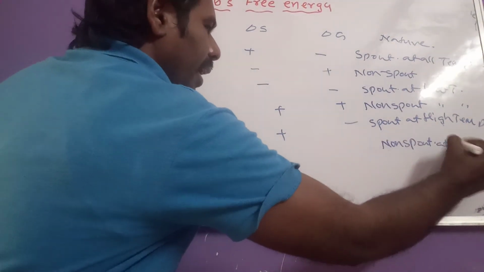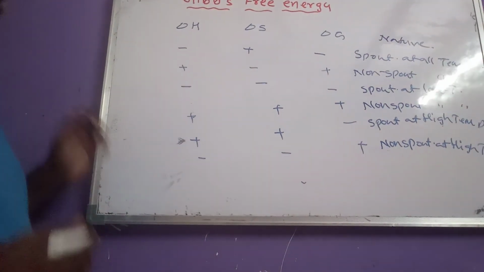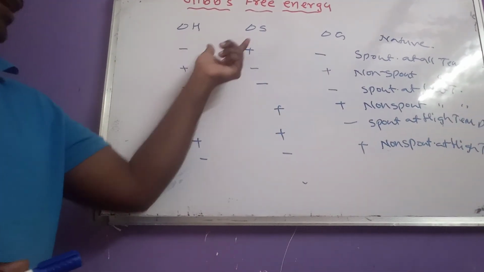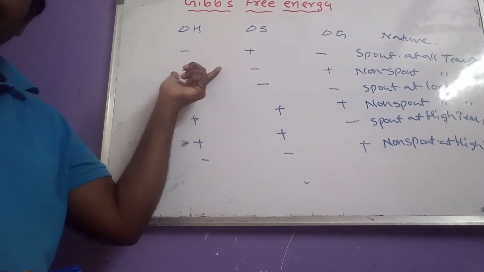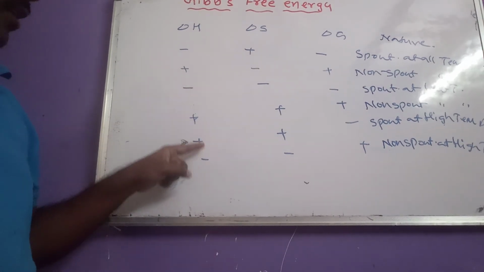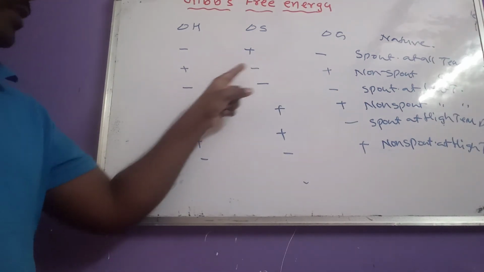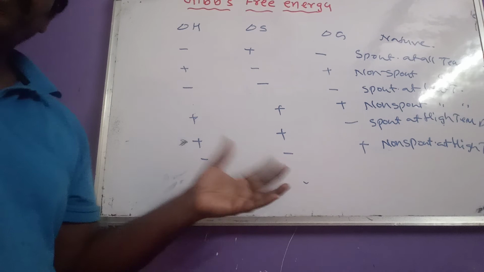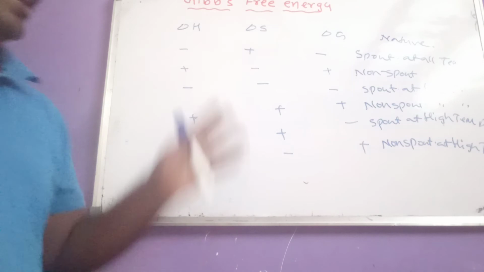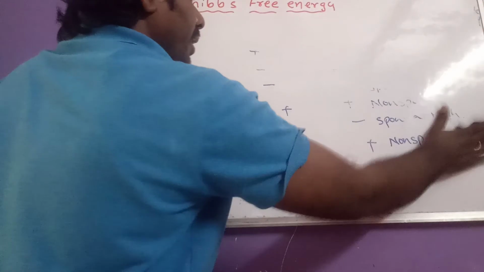Non-spontaneous at high temperatures means positive, negative, negative. Remember one thing: for the first two conditions, the delta H and delta S signs are opposite. But in all the remaining cases, we just determine the sign of delta H using the effect of temperature, and give the same sign for delta S also. To remember, this is one easy technique. So this is the effect of temperature on the spontaneity of a reaction.